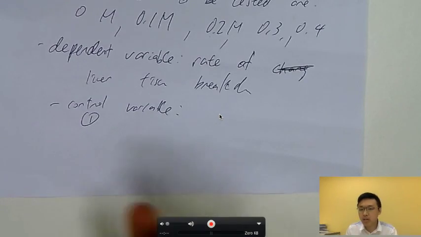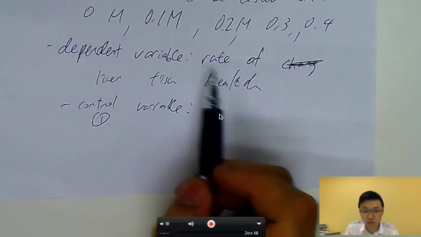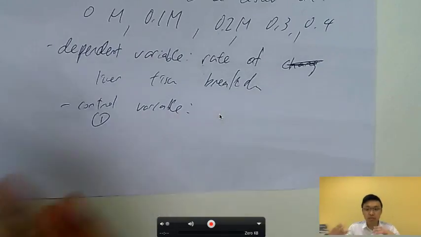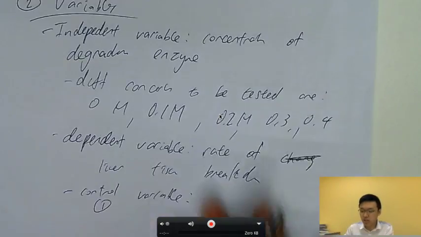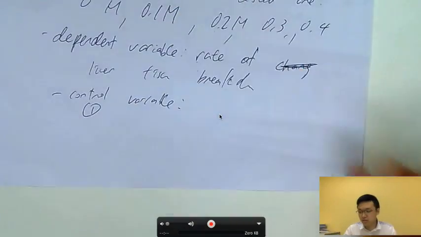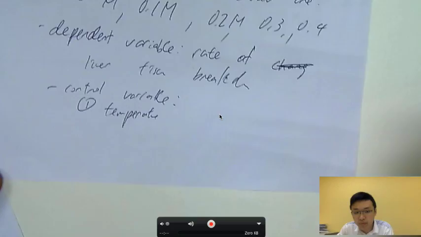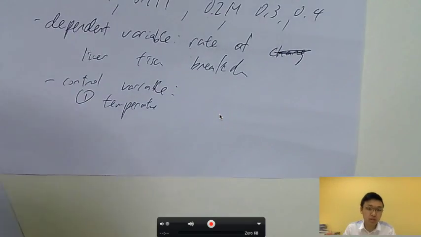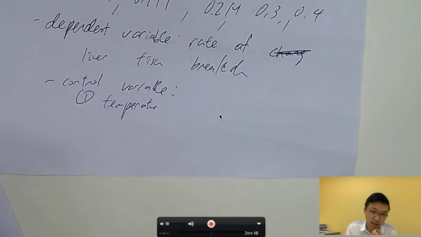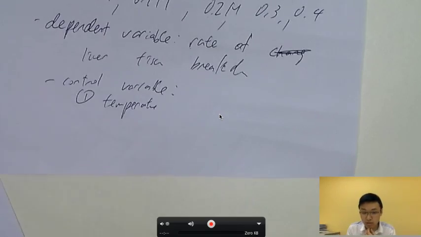The way you can think about it is, what other factors affect the rate of reaction? We want to keep all other factors the same and only change the concentration. So what other factors affect the rate of reaction? Of course, temperature, right? If you take chemistry, you know temperature is going to affect the rate of reaction.